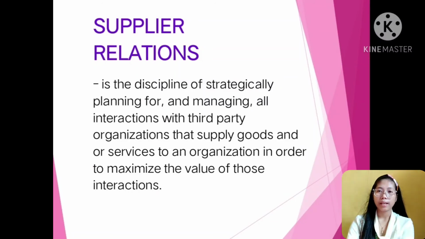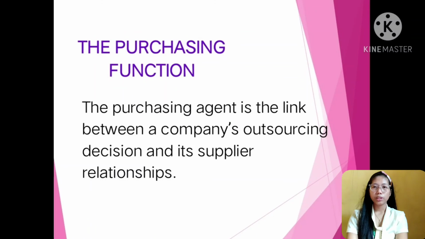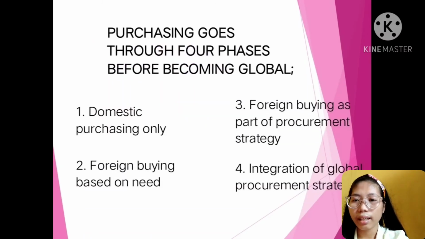The company must be in a good relationship with its suppliers so that it can get the best deals. It is very important to know that supplier relationship is important in all aspects of the business. Purchasing function. The purchasing agent is the link between a company's outsourcing decisions and its supplier relationships. Purchasing goes through 4 phases before becoming global.